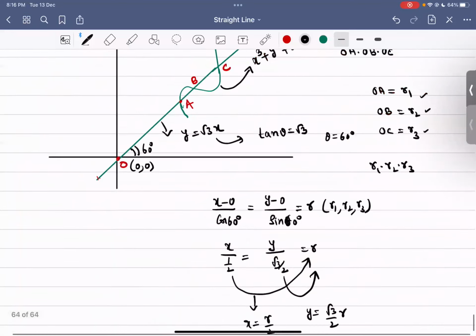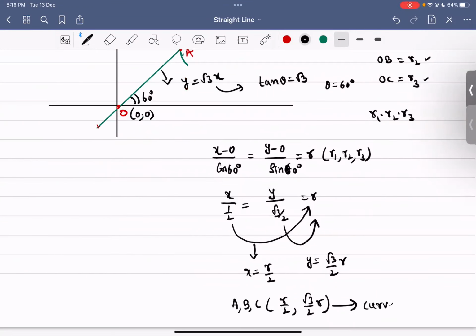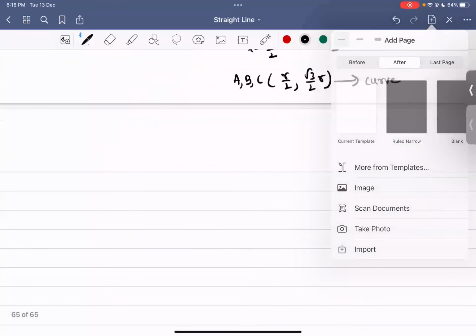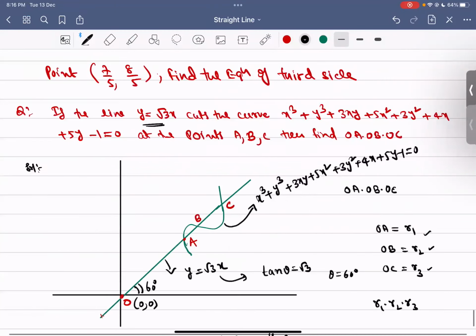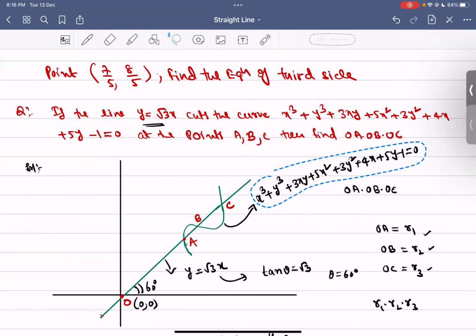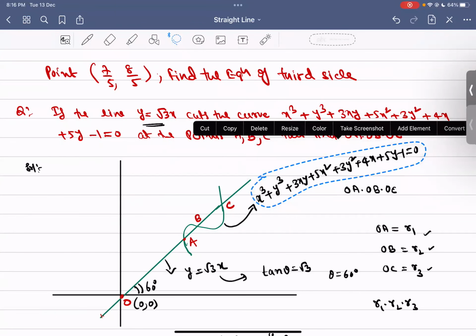Now this point lies on the curve. Therefore, it must satisfy the curve equation. So you take the curve, and in that curve equation, you put the x and y values.